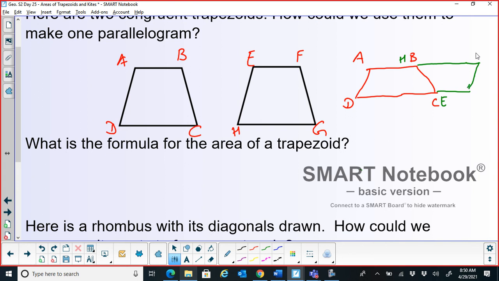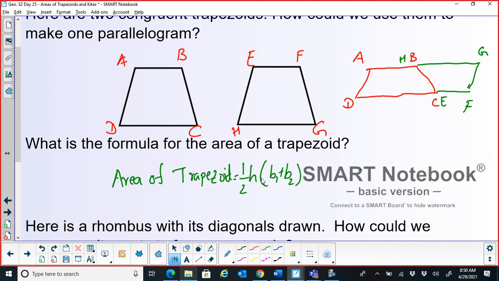H, E here, and G will go here, and F will come here. So I'll get a parallelogram of this type if I tilt this end here. And we already found the area of trapezoid formula, which we will use extensively. Area of trapezoid was half of height times b1 plus b2, where b1 and b2 are the two bases.